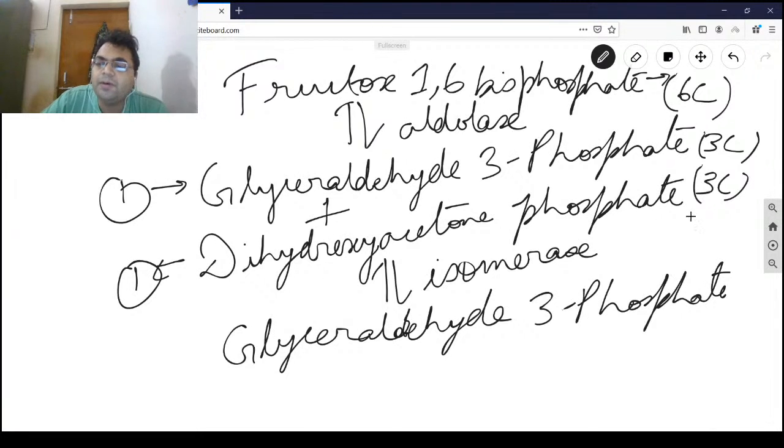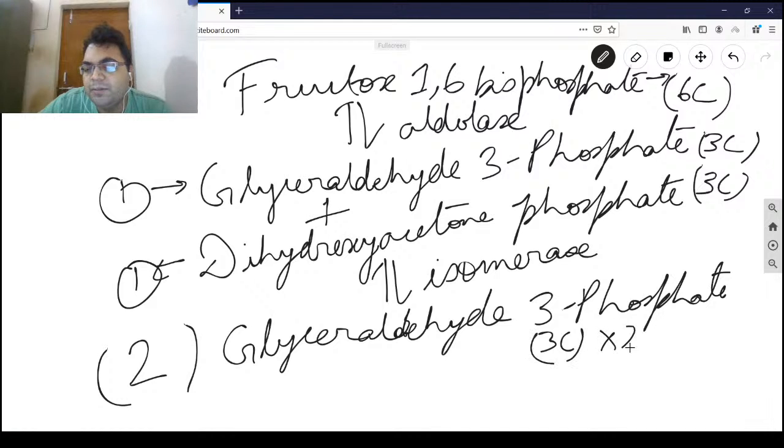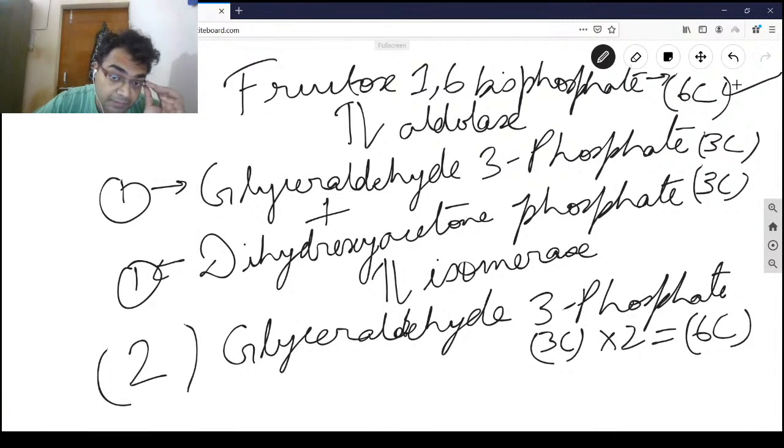We had 3 plus 3, 6 is equal to 6. All the dihydroxyacetone phosphate has been converted to glyceraldehyde 3 phosphate. So in total you will have 2 times glyceraldehyde 3 phosphate, so 3 carbon into 2, you again get 6 carbon, which maintains the stoichiometry of the 6 carbon present in fructose 1,6 bisphosphate. This is the thing that you need to look at.